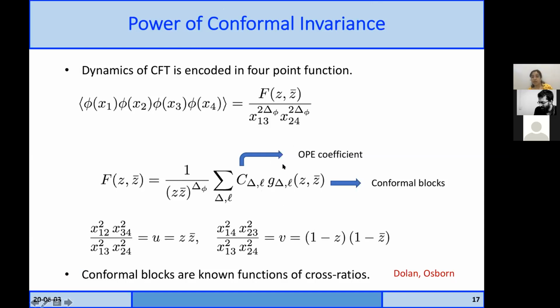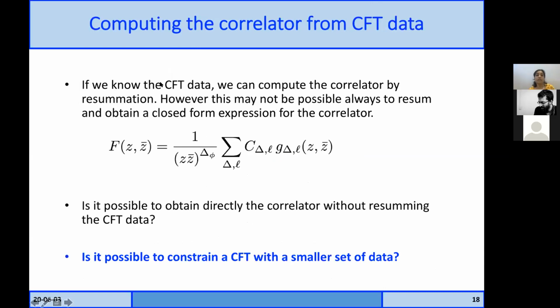Now the closed form expression for the conformal blocks is known in some specific dimensions, in even dimensions, specifically in 2 dimensions and in 4 dimensions. But there is a recursion relation which you can use to compute the blocks in even dimensions from the 4 and 2 dimensional blocks. So now if we know the CFT data, that is the Δ's and C_{Δ,L}'s, we can compute the correlator by resumming this.